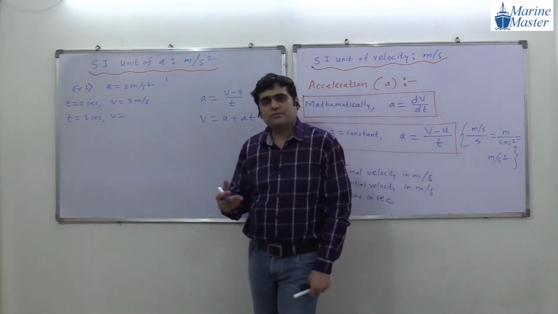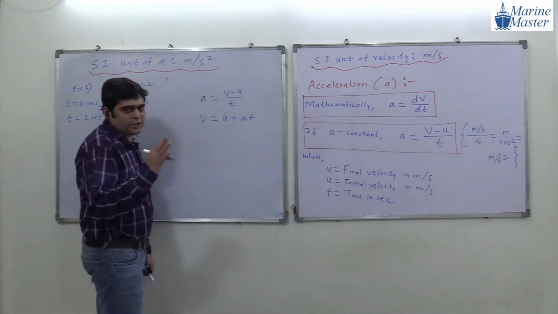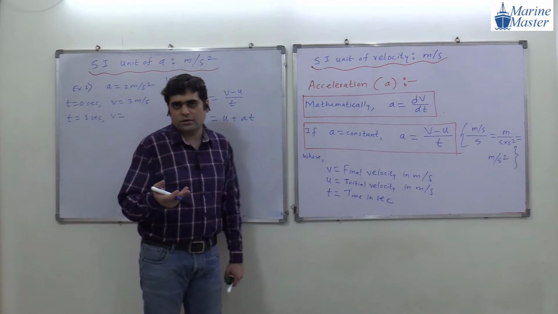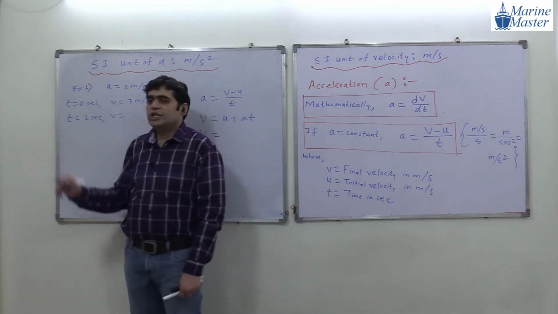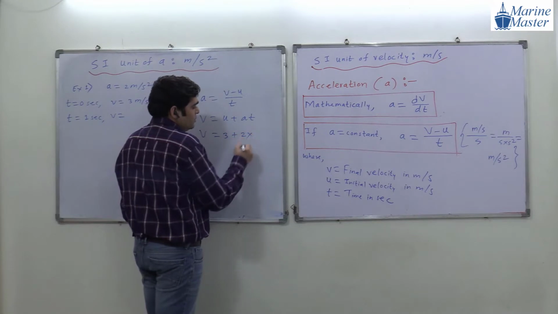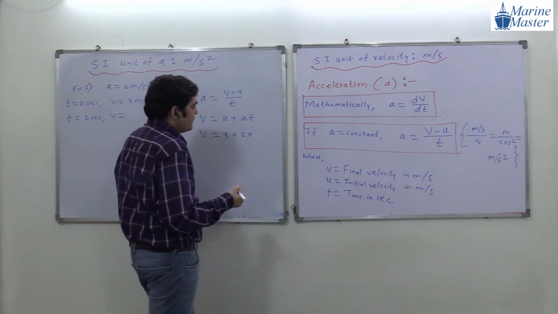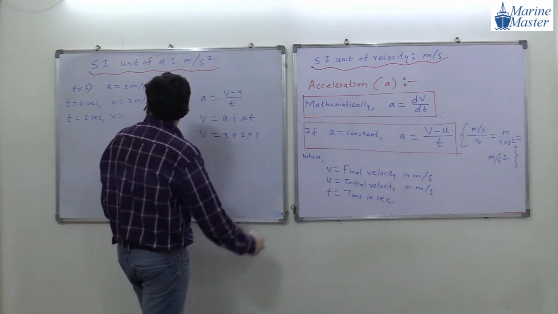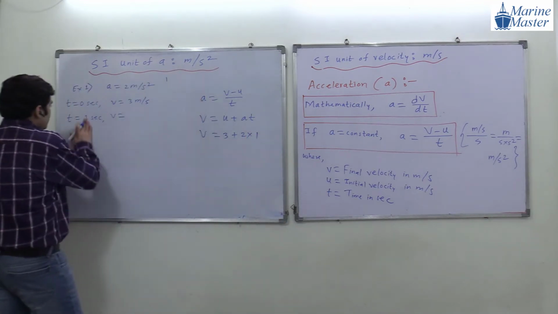Okay. So guys, what does V mean? Our final velocity, meaning after 1 second. That is our target. Initial velocity, when time is 0 second, is 3. Acceleration is 2. And how much time? 1 second. Okay. Everyone, are you getting my point?